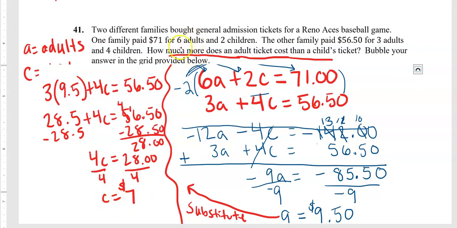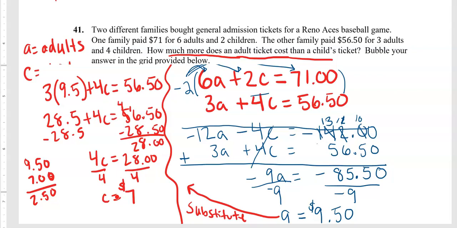So now I have to figure out how much more the adult ticket is than the child's ticket. I would just subtract. You could probably do this in your head, but it's just going to be the $9.50 take away the $7, and you can see that's going to be about $2.50. So the difference between the adult ticket and the child's ticket is $2.50.